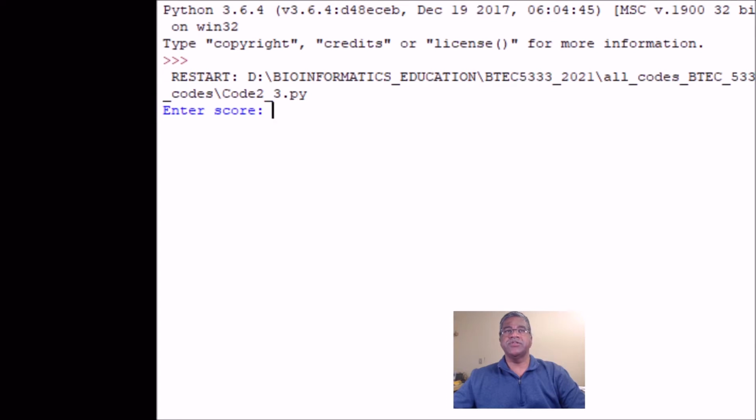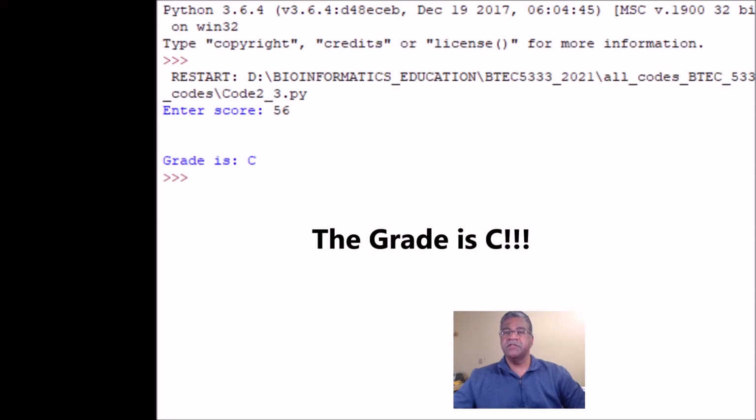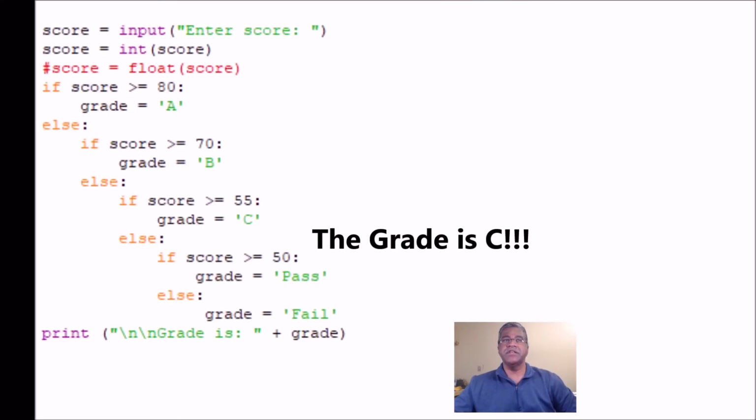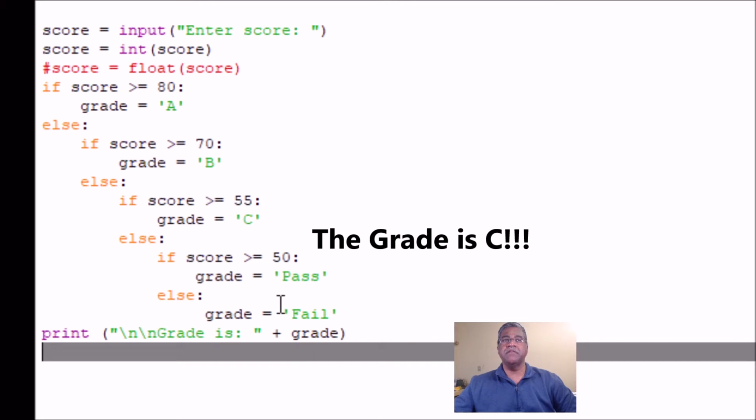Okay, and you enter the score. Now you can enter anything you want. So let's just enter the score of 56, in which case the grade is C. And you realize here that if it was 55 and above, it was a grade of C, and that's the grade you have.